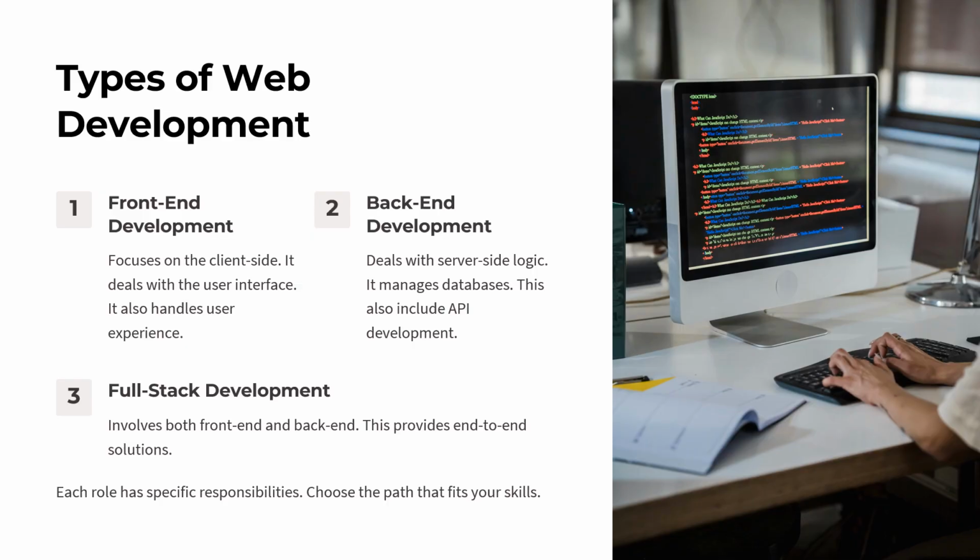Types of web development. Front-end development focuses on the client side. It deals with the user interface. It also handles user experience. Backend development deals with server-side logic. It manages databases. This also includes API development. Full-stack development involves both front-end and back-end. This provides end-to-end solutions. Each role has specific responsibilities.